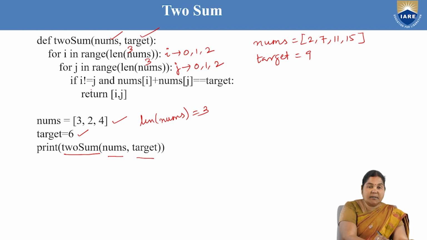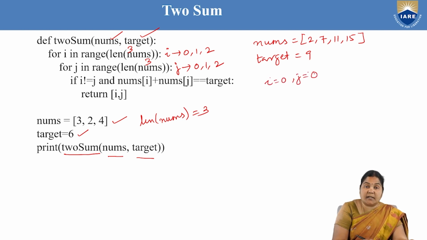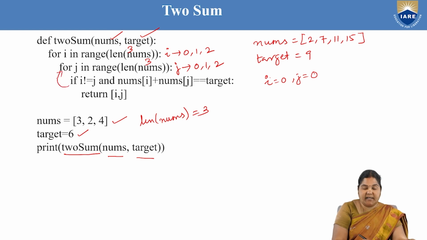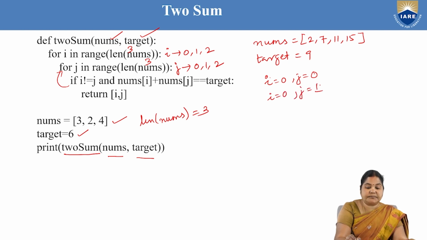If the index numbers are not the same, if i not equals j: the first time, i is equal to 0 and j is equal to 0, outer loop and inner loop. So is i not equal to j? No, it is false because i is equal to j. So we will run the inner loop a second time. Now the second time i is equal to 0 and j becomes 1. Now i is not equal to j, yes it is true, and nums of i plus nums of j is equal to target. What is nums of i? Which is nothing but nums of 0 plus nums of 1.